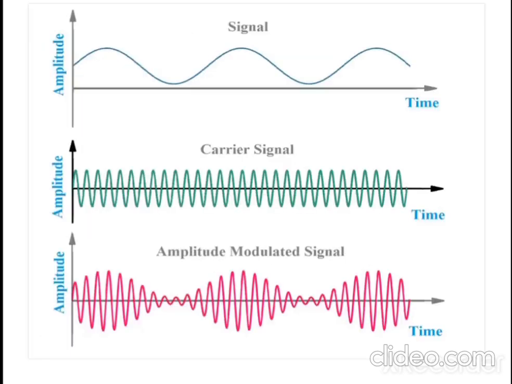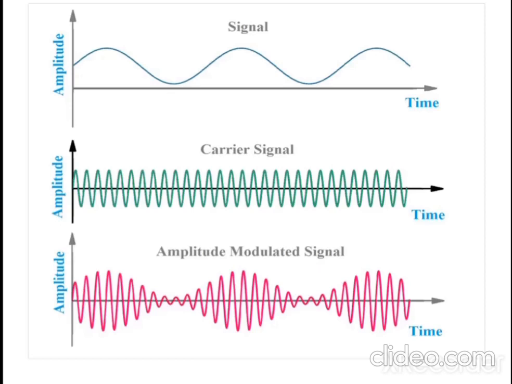Okay, this is the diagram. In the first diagram is the modulating signal, otherwise the information signal. Then second is the carrier signal. This is the high frequency signal. The modulating signal is a low frequency signal, and the carrier signal is a high frequency signal. And the third signal is the amplitude modulated signal. That means the low frequency signal is superimposed upon the carrier signal, otherwise the high frequency signal. So this is the amplitude modulated signal.